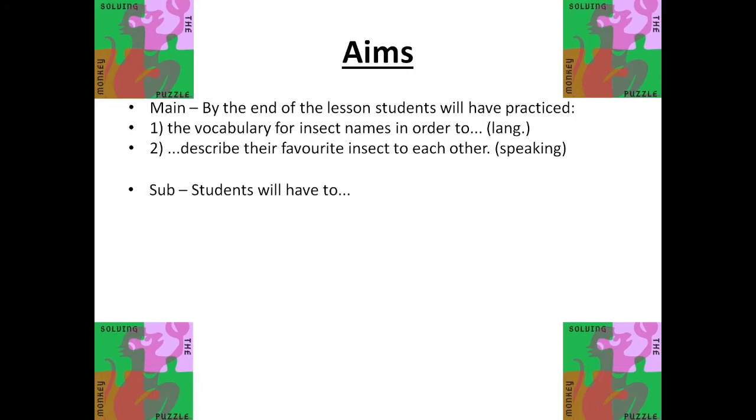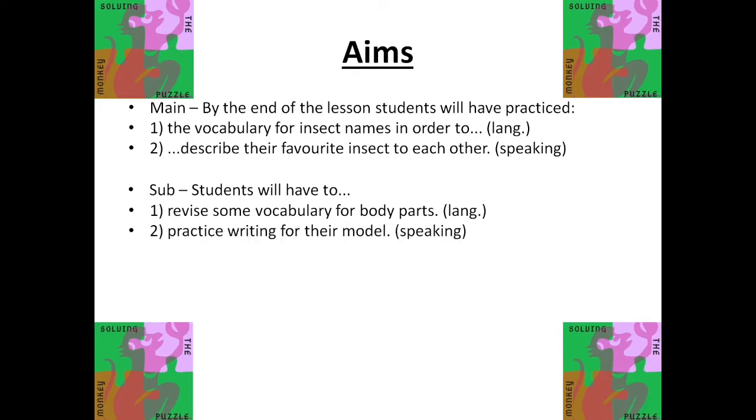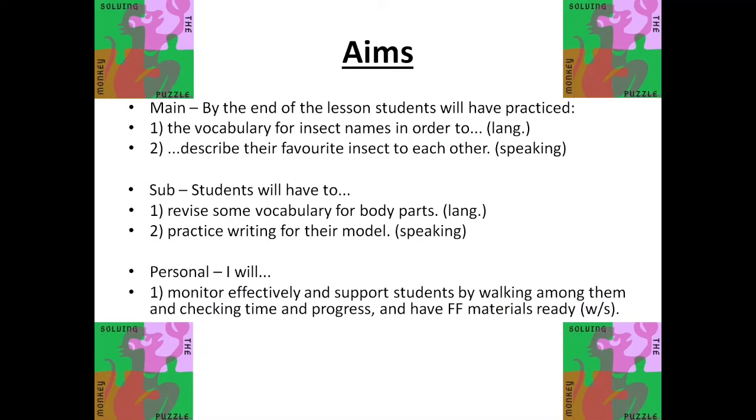I need to have some sub-aims. In order to achieve the main aims, the students will have to revise some vocabulary for body parts. If we talk about insects, I think words like body and legs will be important. That will be a language aim, but they'll also need another aim to help them prepare for the writing part, which is to practice writing as well. Practice writing for the model and practice writing for the words themselves, because that can be useful for their memories.